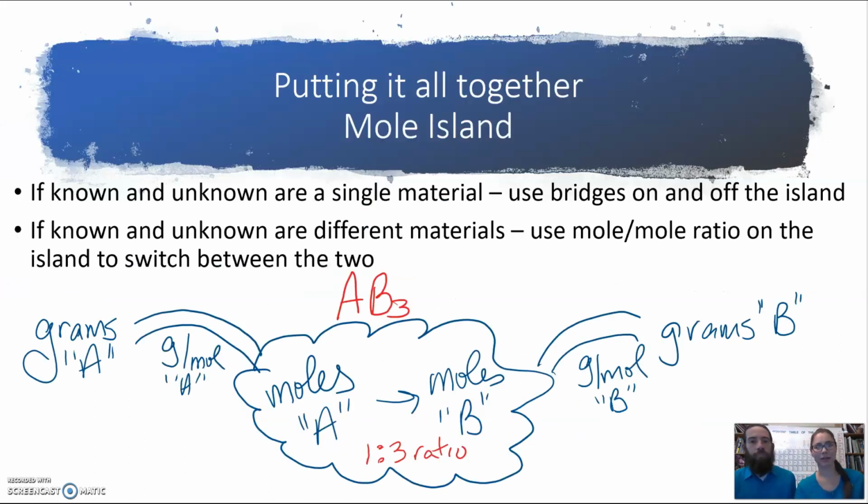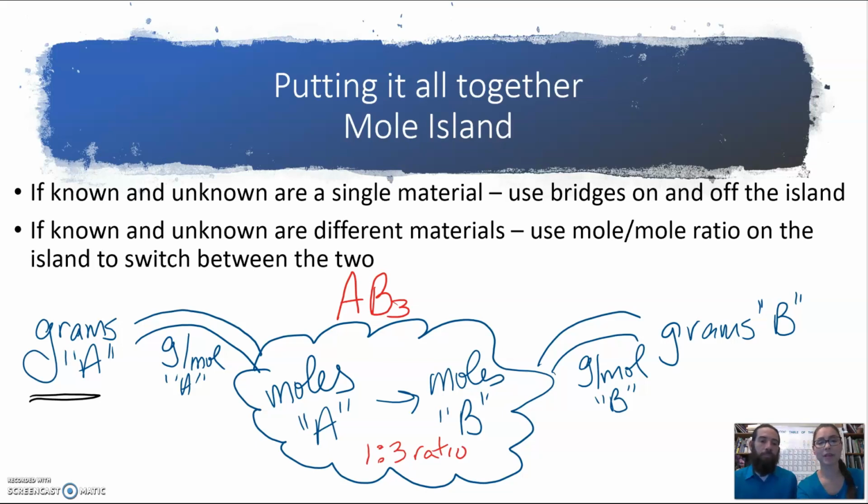Here's an example. If the known and the unknown are a single material, say you have the moles of hydrogen and you need the moles of hydrogen, you can just use your conversion factors like we've shown you before. But if you have to change the identity of what you have, your known and your unknown are different species, then you have to go to Mole Island. So here's our example. If you're given grams of A, here's our compound AB, and we have three B's to 1 A. This is our formula.